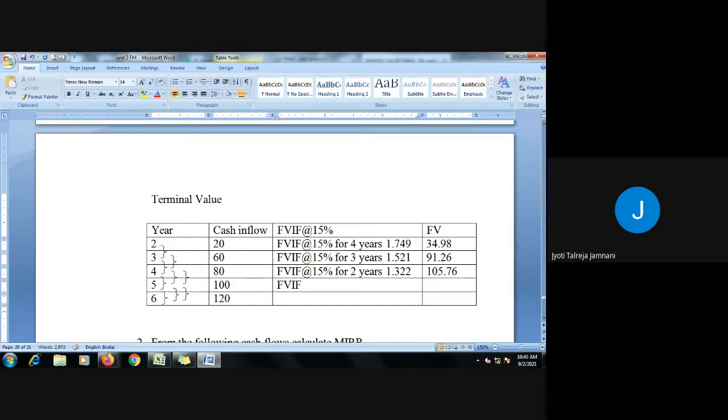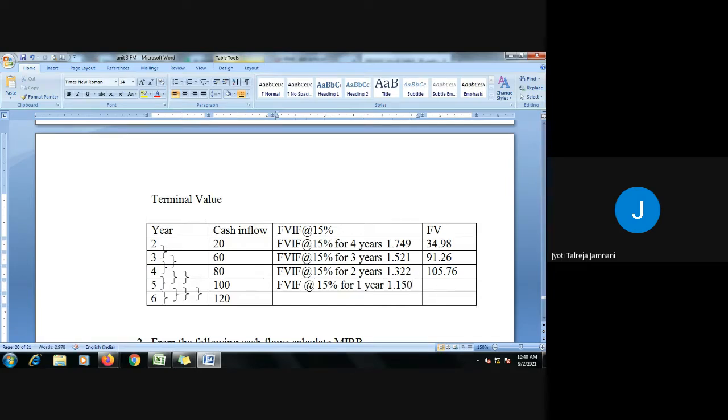Future value interest factor at 15% for 1 year now, because we are in the fifth year. So from 5 to 6, there's only 1 year that is left. So we'll do it only for 1 year, from 5 to 6, and the value is 1.150.